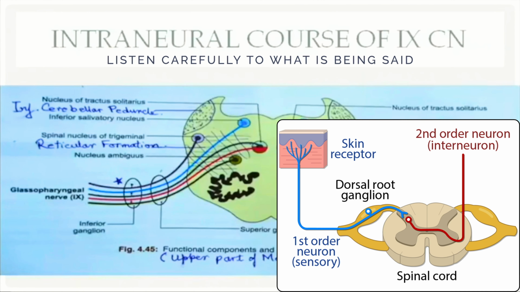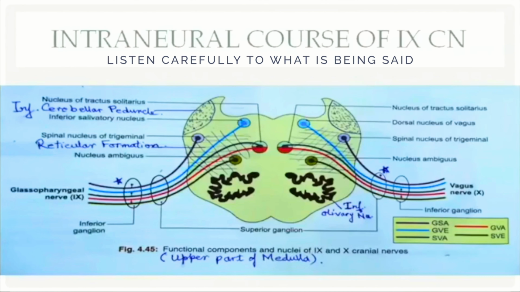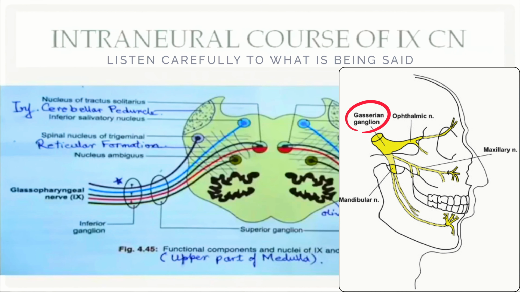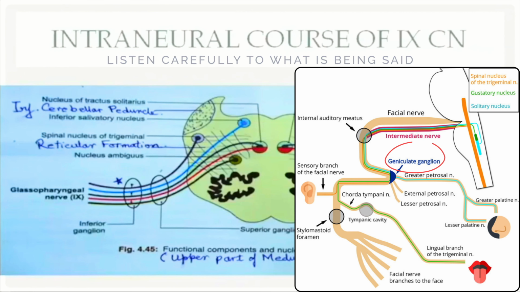Remember the spinal nerves, the typical spinal nerve I taught you in detail. So these are the first order pseudo-unipolar neurons. The cytons will lie outside the CNS, and that collection of cytons is called a ganglion. This ganglion will be homologous to the DRG of the spinal nerves, the dorsal root ganglion. It's a sensory ganglion, and this also will be homologous to the trigeminal ganglion, the Gasserian ganglion. It will also be the same as the geniculate ganglion of the facial nerve, which also is a sensory ganglion.